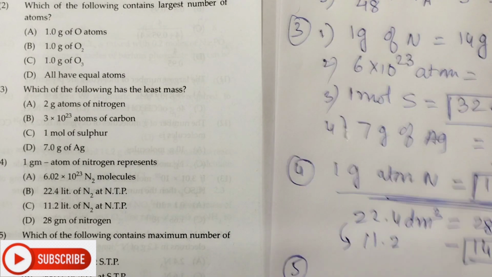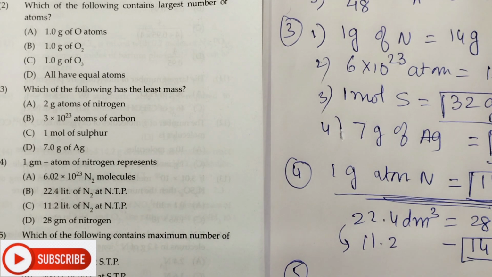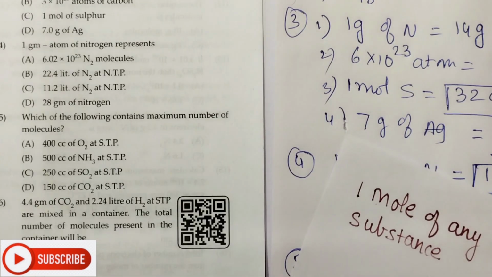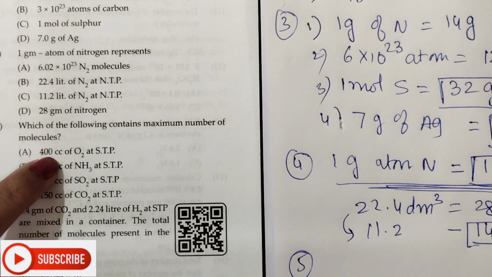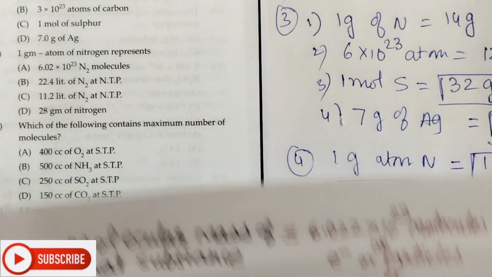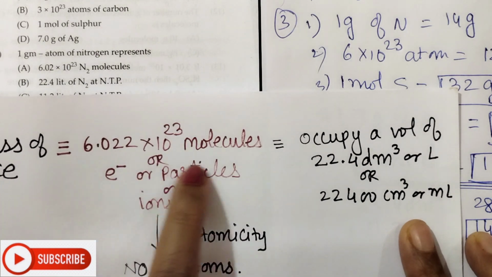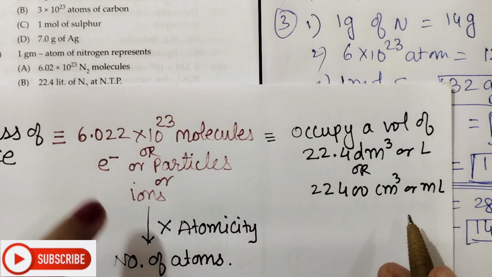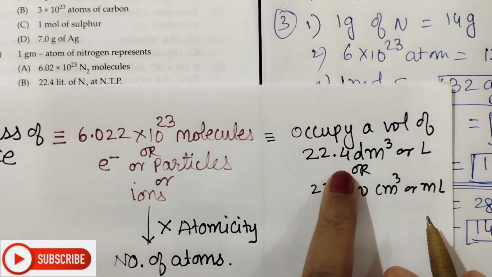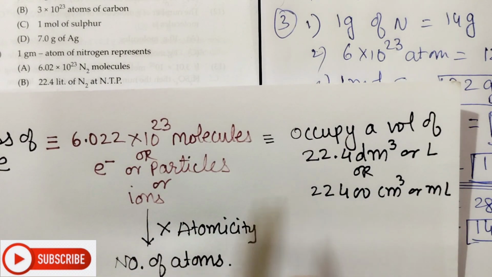See question number 5. Which of the following contains maximum number of molecules? Students, from the formula, if you see the options here, you know that here they have given maximum number of molecules, and they all are given in cc, means the volume is given. So if you see the formula, molecules to volume, there is a direct relation. Avogadro number of molecules must occupy a volume of 22400 cm cube. So students, if number of molecules increases, volume will also increase, or if volume increases, number of molecules will also increase, because there is a direct relation.